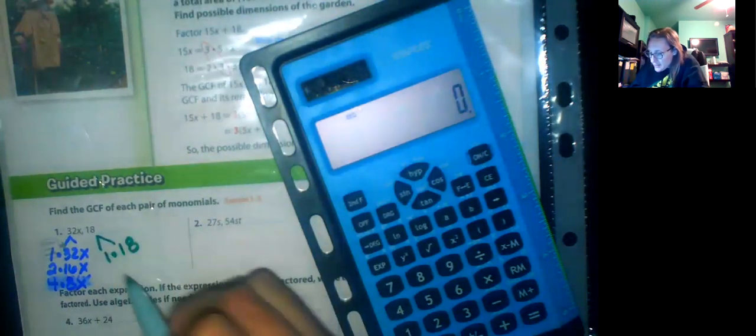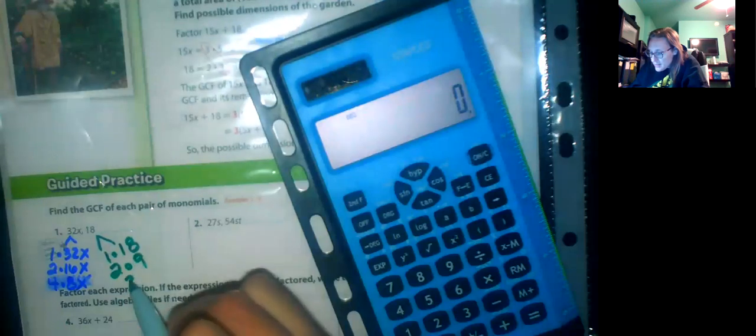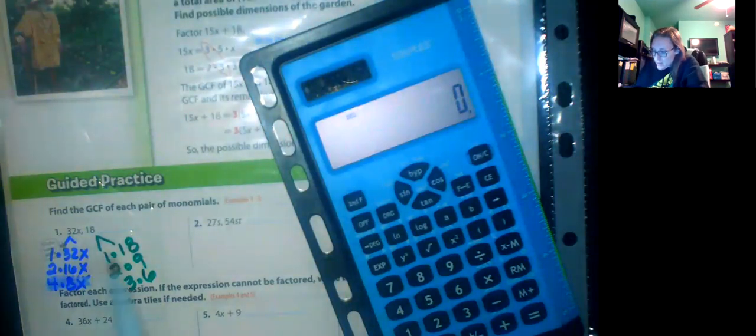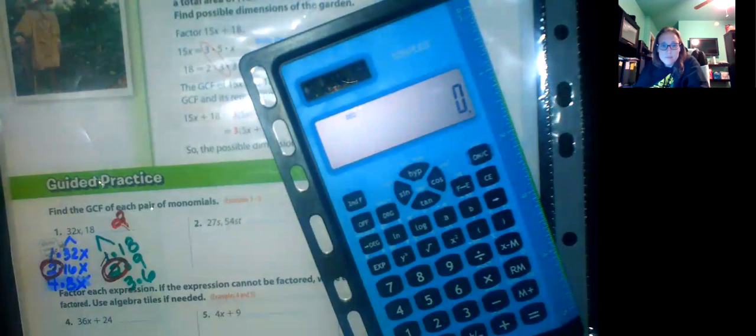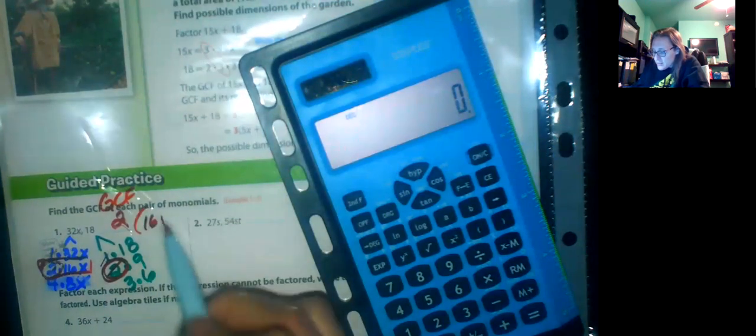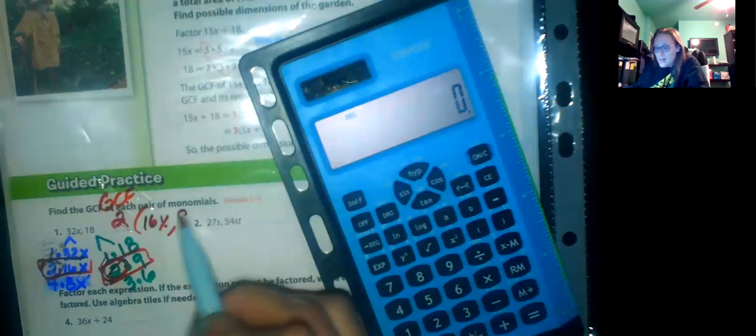Let's look at our 18. So 1 times 18, 2 times 9, and 3 times 6. Okay, so then what's the biggest number they have in common? They have a 1, they have a 2, no 4, no 3, no 6. Oh, so we got to go back. 2 is the biggest number they have in common. Okay, that's the GCF. And then you write what's left. Okay, so there's a 16x here, and there's a 9 for that one.